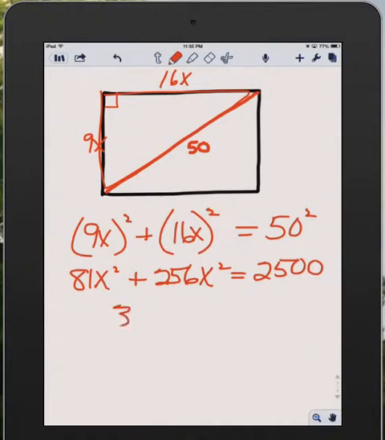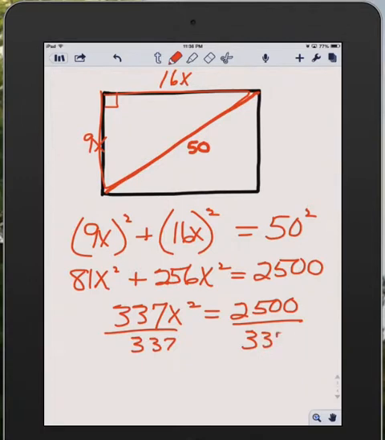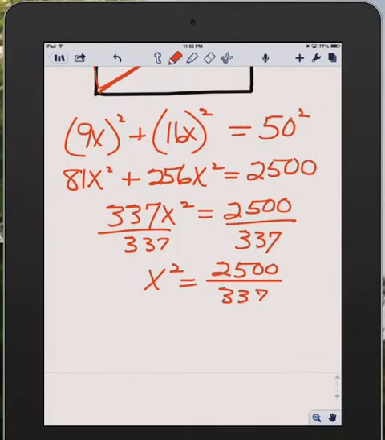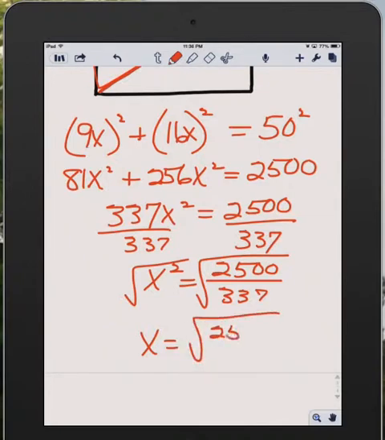We simplify, we have 337x squared equals 2,500. We divide each side by 337, and we have x squared equals 2,500 over 337. And we'll take the square root of each side of that equation. And we have x equals the square root of 2,500 over 337.